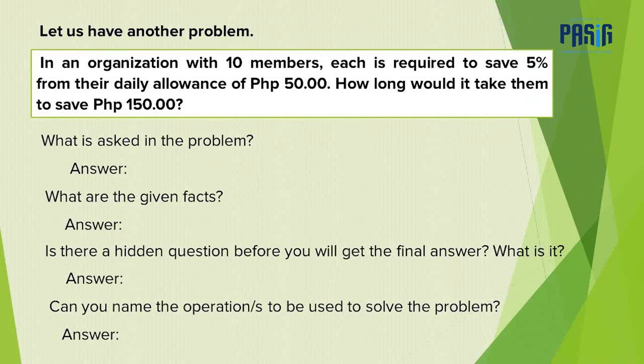What are the given facts? We have the 10 members, 5%, 50 pesos, and 150 pesos. Is there a hidden question before you will get the final answer? What is it? Yes. The hidden question is, what is the percentage of their savings each day? Can you name the operation or operations to be used to solve the problem? Yes. The operations to be used are multiplication and division.